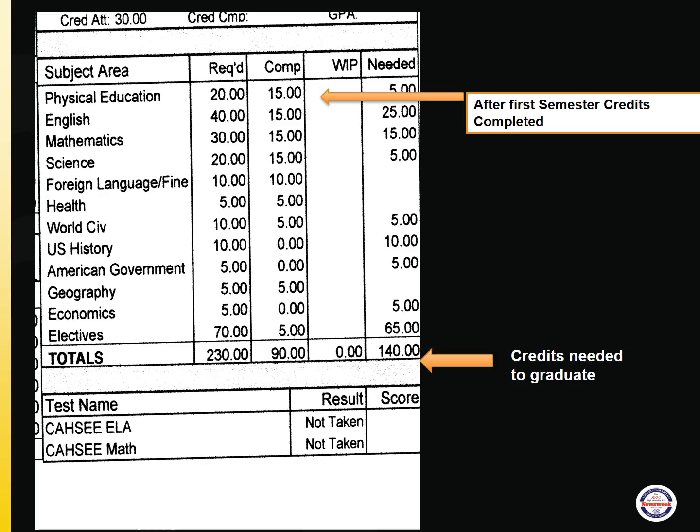Here is a credit summary box in detail that you will see at the bottom of your transcript. There are 4 columns listed. The first is the credits required for graduation. The second column is what you have completed. The third column is your work in progress this semester. And the fourth column is what is still needed for graduation.